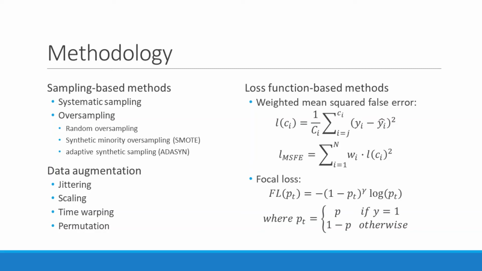Two loss functions are proposed, which are weighted mean square false error and focal loss. The false error is calculating the false positive and false negative rates in the confusion matrix. Then higher weight is assigned to the N1 stage to bias the model to focus on the minority class. Focal loss is designed to address the class imbalance problem by reshaping cross-entropy loss to downweight inliers.